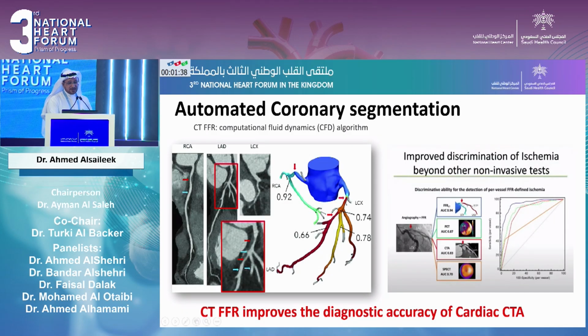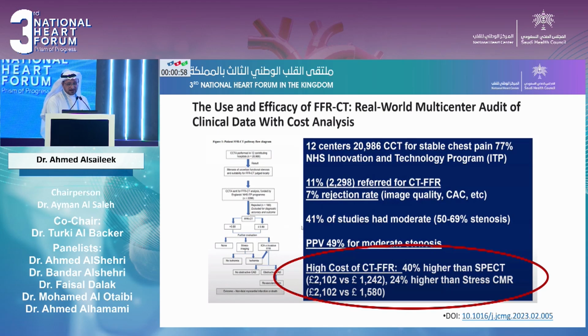The other one is the automated coronary segmentation, which also uses CT-FFR, where we can see there are some lesions that we need to know if they are ischemic or not. And this is a computational fluid dynamic, depending on the contrast and resistance of the lesion. And just comparing, if we do CT and we find a lesion, we are not sure about ischemia or not, we can do SPECT, or for example PET, or CT-FFR. And CT-FFR showed very good discrimination of ischemic or non-ischemic lesions, almost comparable to PET, and better than SPECT. But the cost is the problem with CT-FFR, and this is from a large review of data from the UK, which showed that CT-FFR is more expensive than SPECT and CMR stress.